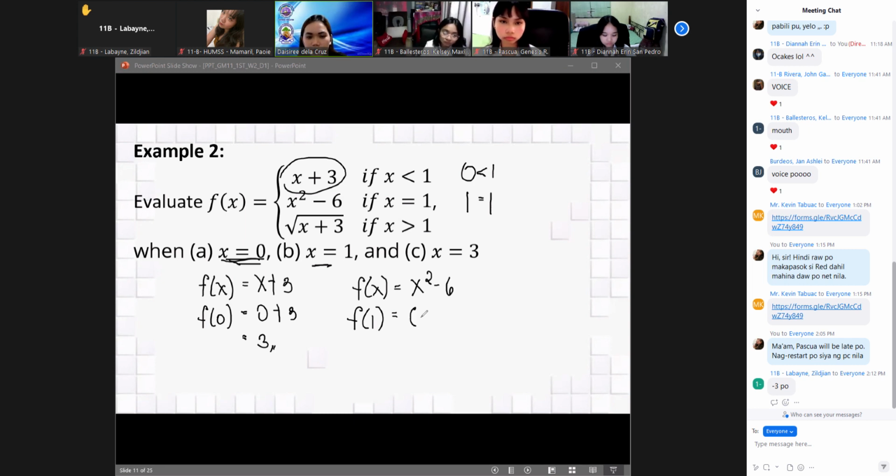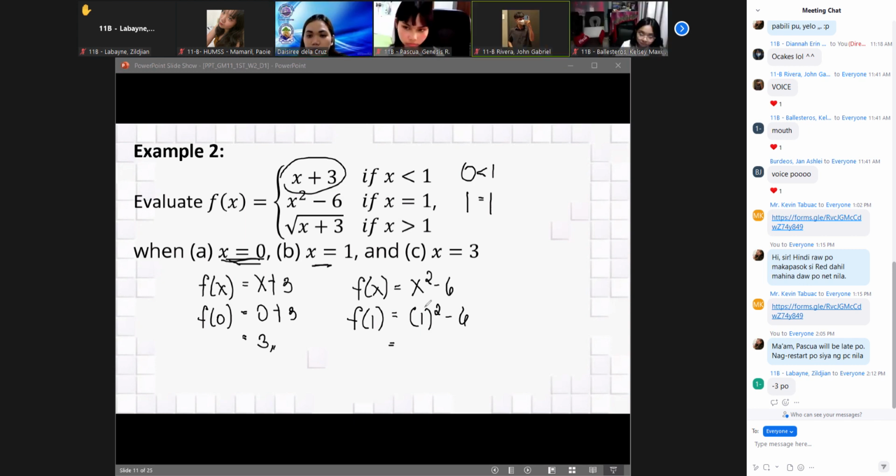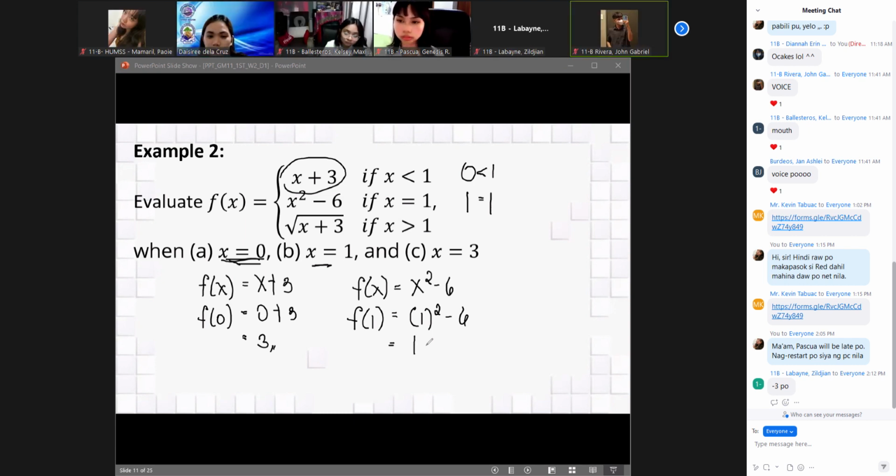Okay, let's check. So 1 squared minus 6. So 1 times 1, so or 1 squared, ilang beses uulitin si 1? Dalawa. So 1 times 1, the answer is 1. 1 minus 6, negative 5. Okay, negative 5. So therefore, our output will be negative 5 if we have an input of x is equals to 1. Okay? So how about for letter C?